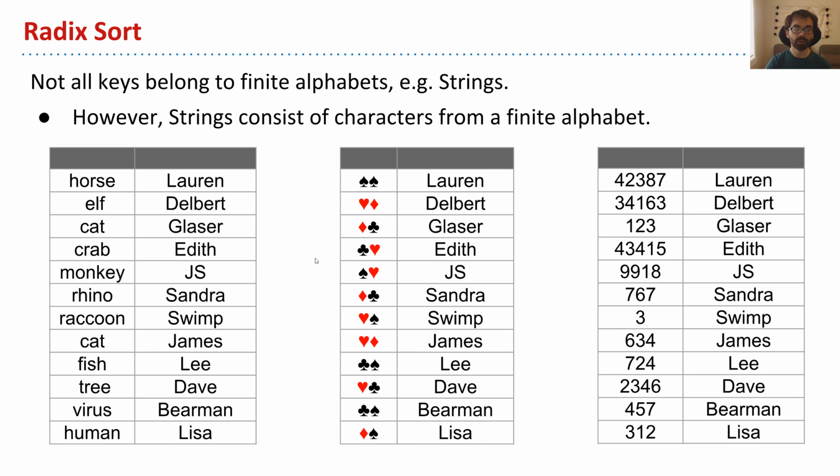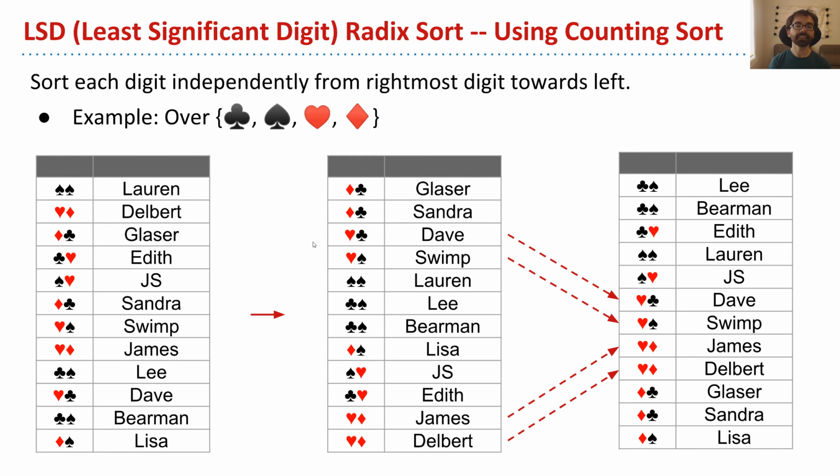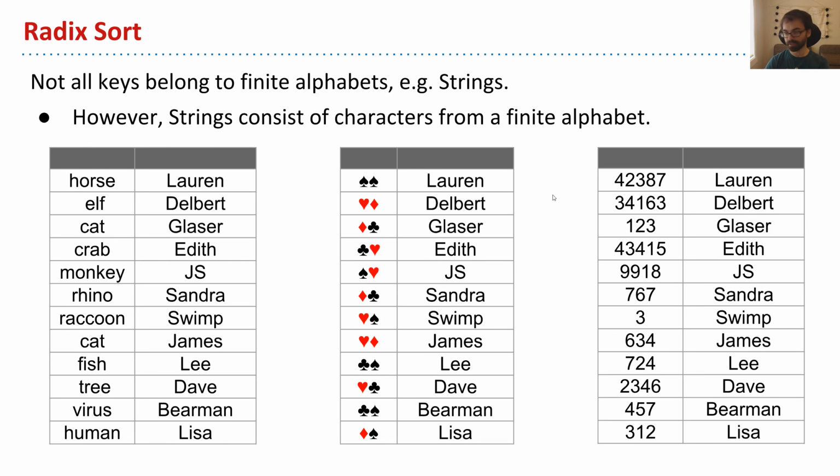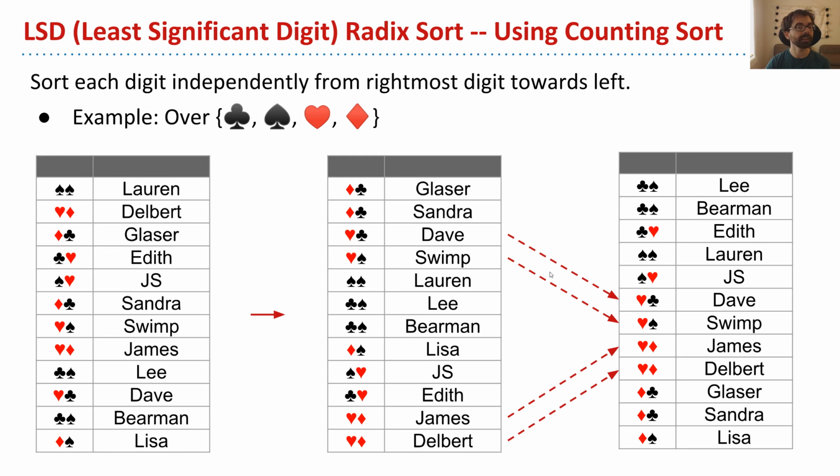Okay. So, in particular, this version of radix sort is going to be called LSD, or least significant digit radix sort. And how it works is we're going to sort each digit independently, starting from the least significant digit and moving towards the left. So just to drive home that term, in the number 43,415, what is the least significant digit? It's 5. That's the least significant. And so we're going to use that generalization to mean the rightmost digit.